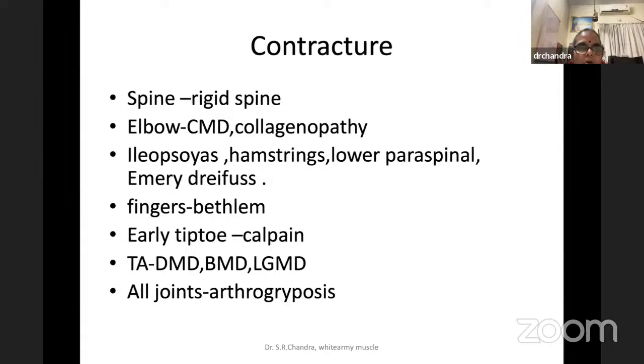Contractures are commonly seen in rigid spine syndrome, and we find elbow contractures in congenital muscular dystrophy, collagenopathy. Iliopsoas, hamstrings, and lower paraspinal muscle contractures are seen in Emery-Dreifuss muscular dystrophy. Finger contractures are seen in Bethlem myopathy. Early tiptoe walking is seen in calpainopathies. Early TA contracture and tiptoe walking in calpainopathies. And tendo Achilles contracture in Duchenne muscular dystrophy, Becker's muscular dystrophy, LGMD. And all joints become contracted in arthrogryposis.